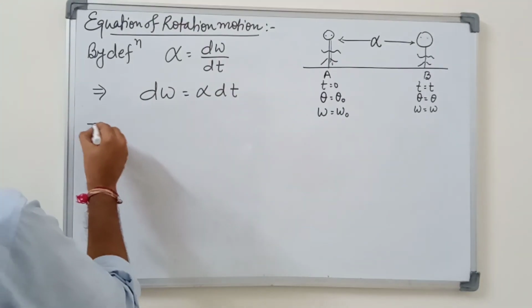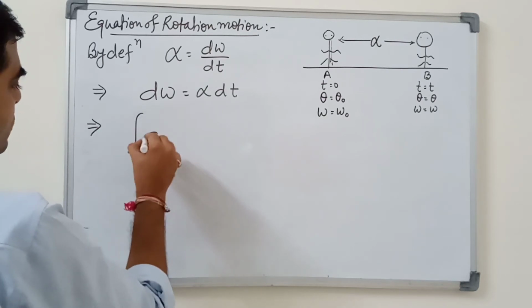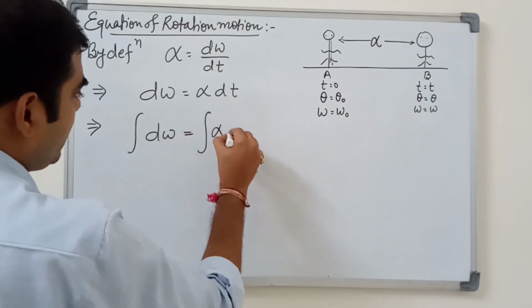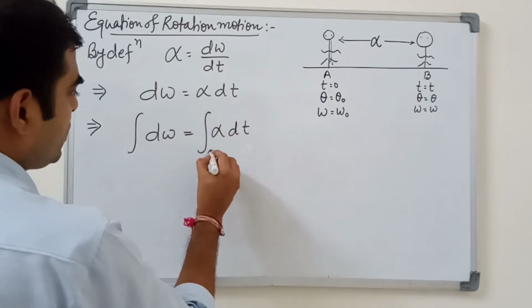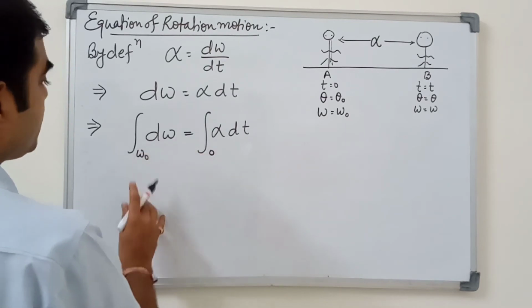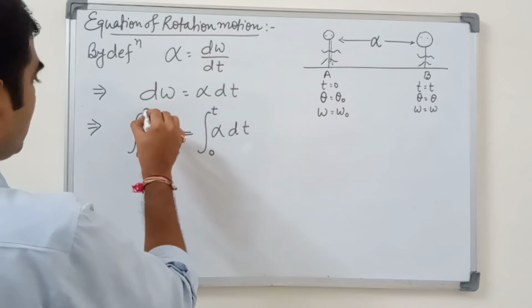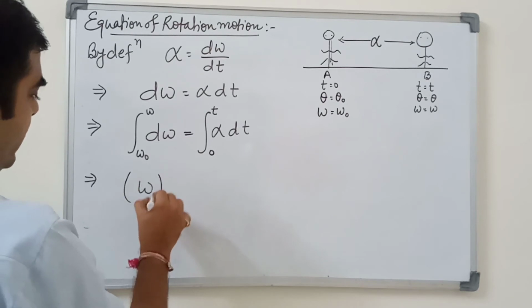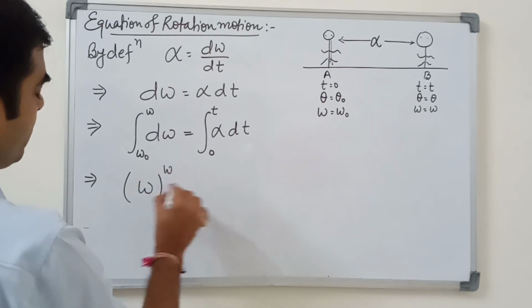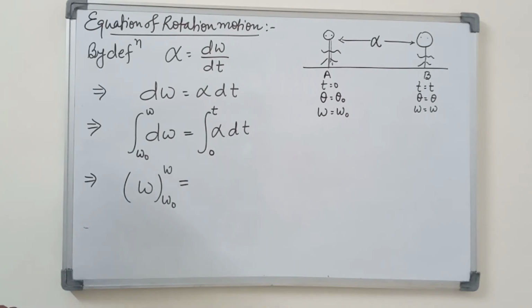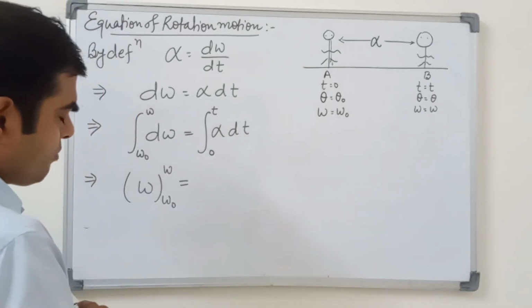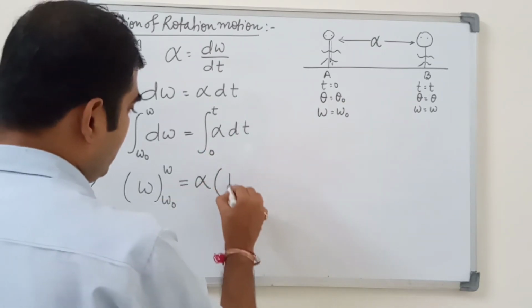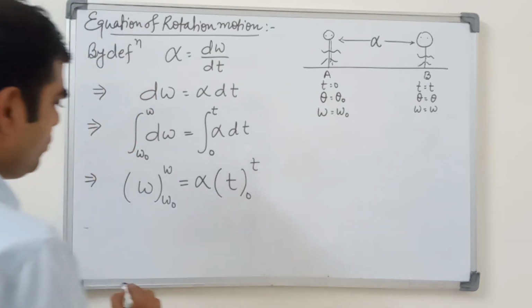Okay, and now on both sides applying the integration formula. So integration of d omega is equal to alpha times integration of dt. At time t is equal to 0 the omega is omega naught, and at time t is equal to t the final angular velocity is omega. So the integration gives omega with omega as the upper limit and omega naught as the lower limit, and alpha is the constant, so taking it common, the remaining portion is integration of dt, from 0 to t. Got it all of you?